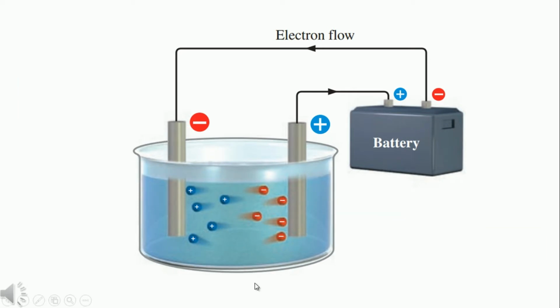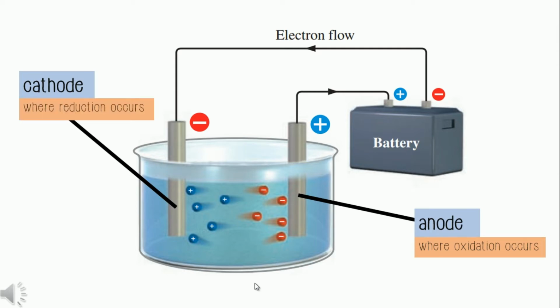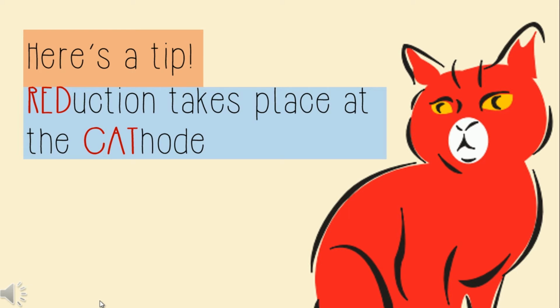The electrode at which the oxidation occurs is the anode. It strongly attracts anions, or the negative ions, which means that it is positive. The cathode, on the other hand, is negative and is where the reduction occurs. Having trouble remembering? Here's a tip. Always imagine a red cat and remember that reduction takes place at the cathode.